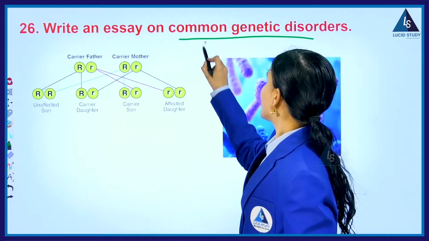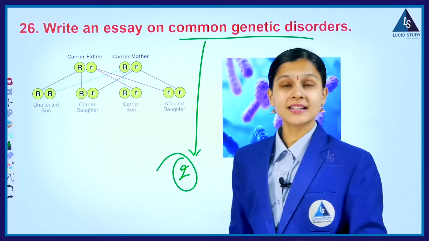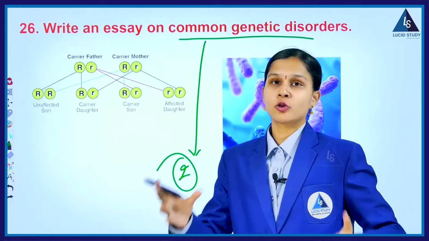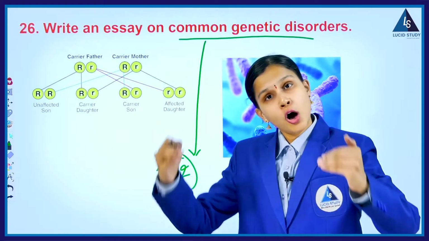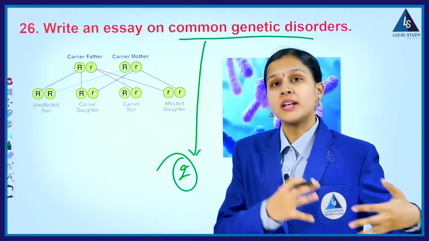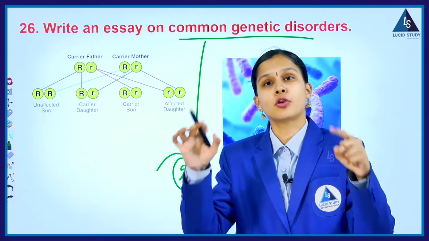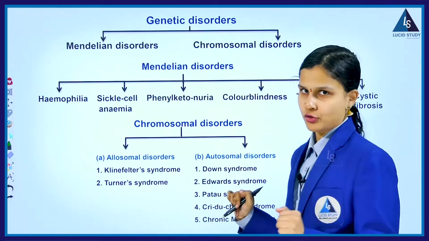The genetic disorders are usually of two types: Mendelian disorders and chromosomal disorders. Then again in Mendelian and chromosomal disorders we have many types. All that you have to mention, and about each one of them you have to explain. First of all, for this question you have to draw a flow chart.